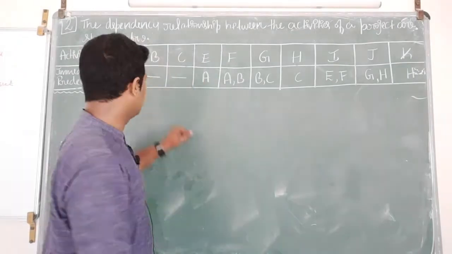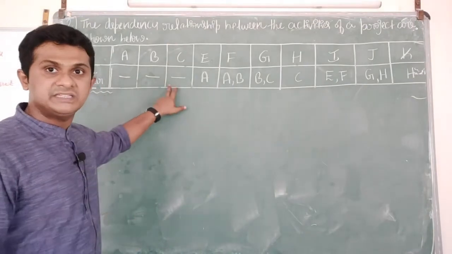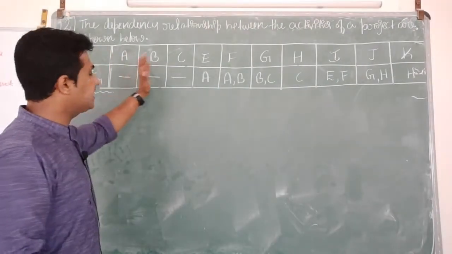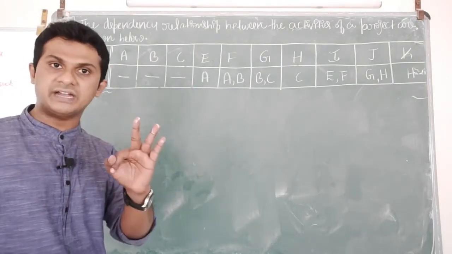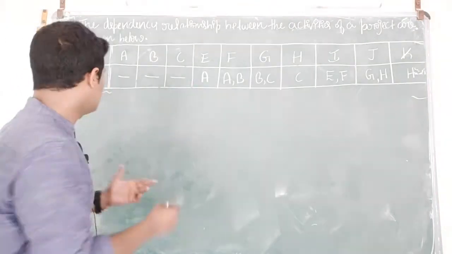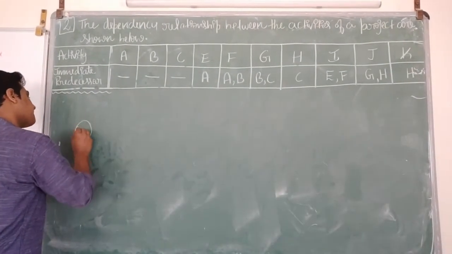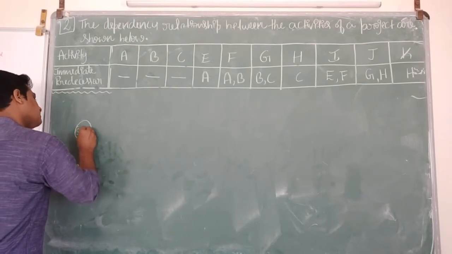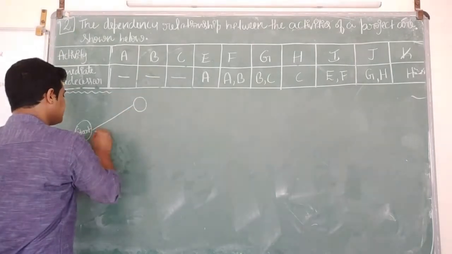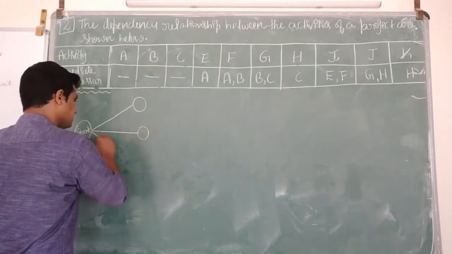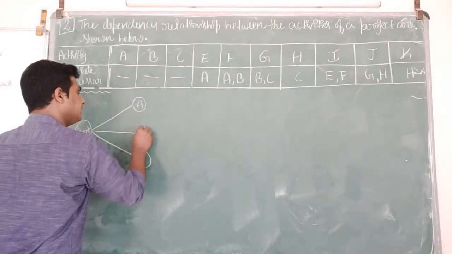If you see in this problem, there are three activities which do not have any predecessor, which means these three activities, that is A, B and C, are the starting activities. Since there are three starting activities, we should create a new node called the start node. From the start node there will be three activities, A, B and C.